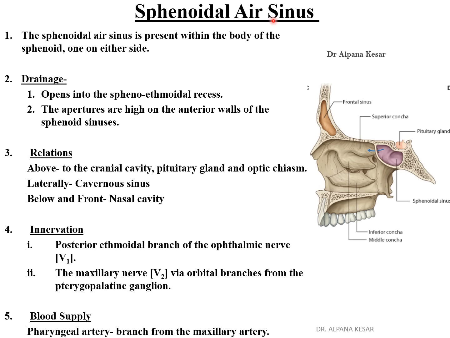Sphenoidal air sinus. Sphenoidal air sinus is present in the body of the sphenoid bone. It's a paired sinus present one on each side.